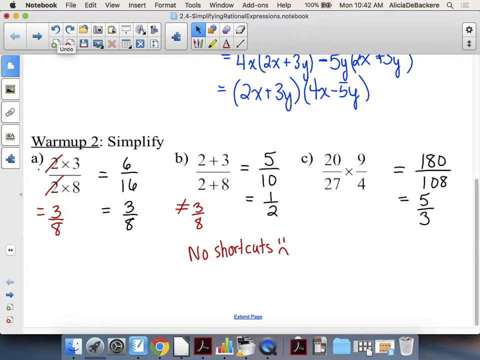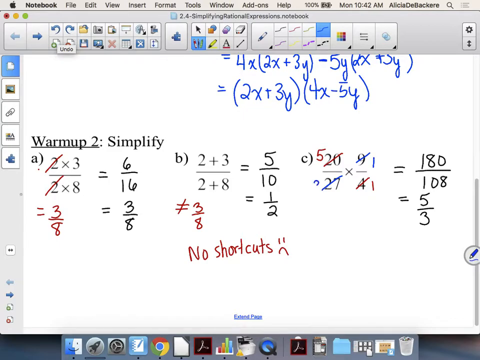Because it's multiplication between the two fractions, I can cancel from the top to the bottom. And I can go from the top to the bottom within one fraction or across two fractions. So I'm actually going to go across the fractions. And 20 divided by 4, I can reduce that. So 20 over 4 is the same as 5 over 1. And then going the other way, I've got 9 over 27. That's the same as 1 over 3.